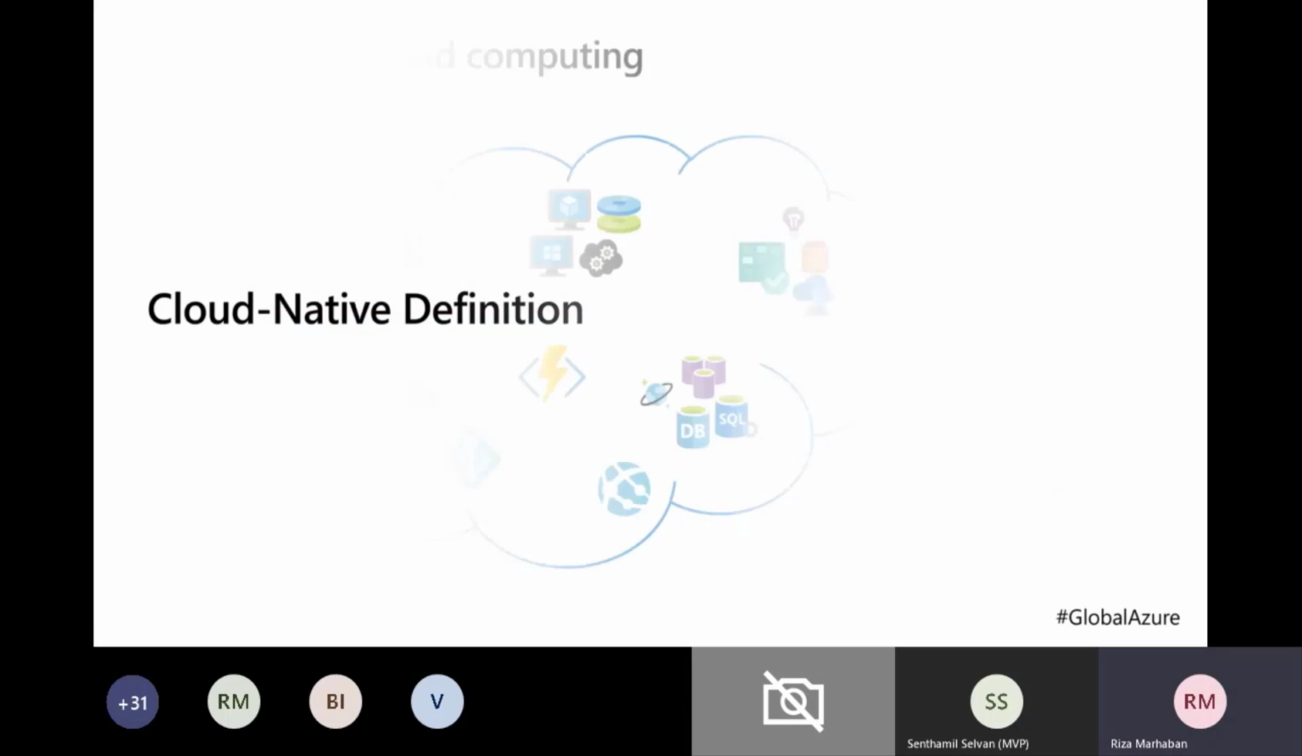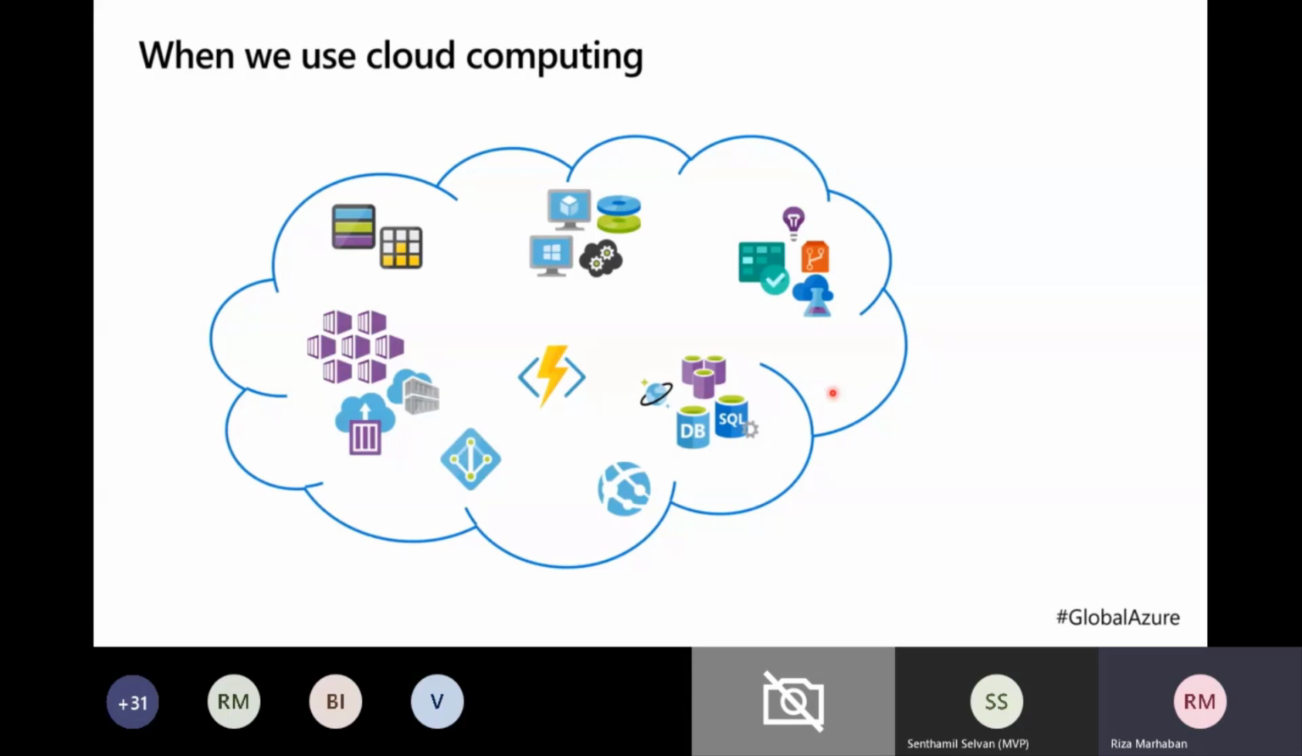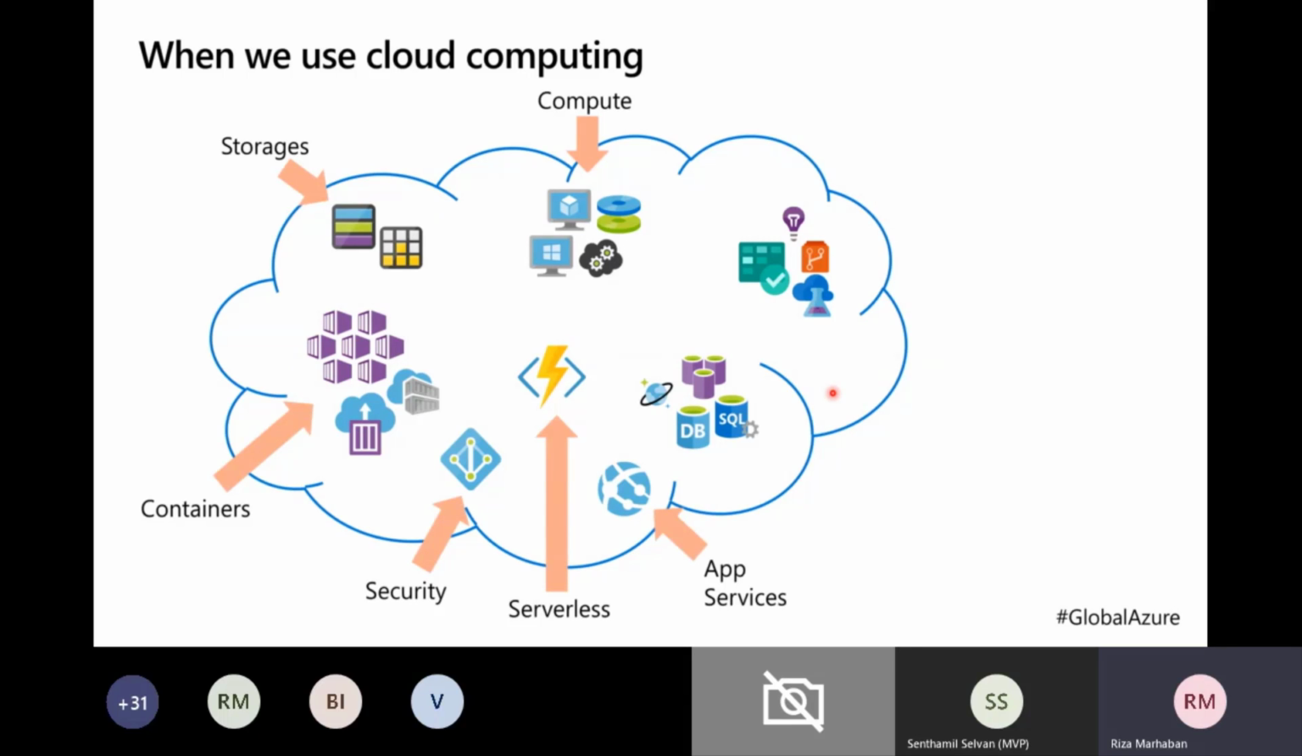Okay, so what is the cloud native definition? When we use cloud computing, this is what we see, right? Compute, storage, containers, security, serverless, app services, databases, and DevOps, and the other 1,000 products that are available inside Azure, for example. A lot of these things can be part of cloud native, but with some of them you can just use casual cloud computing, with no cloud native at all.